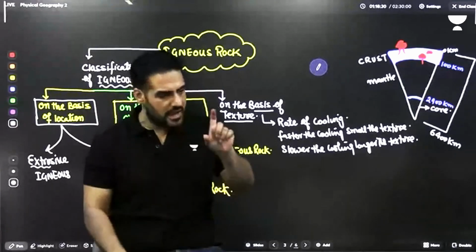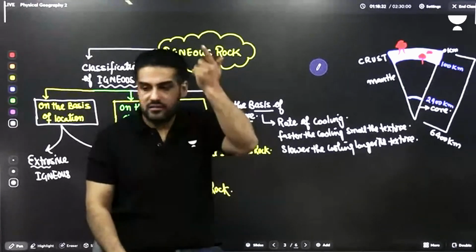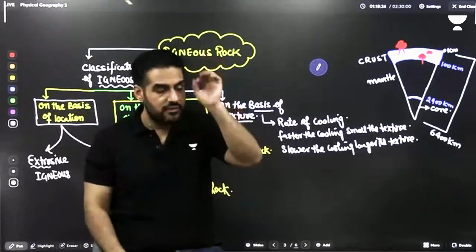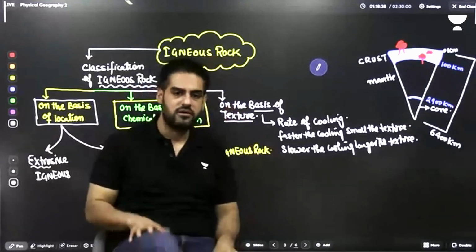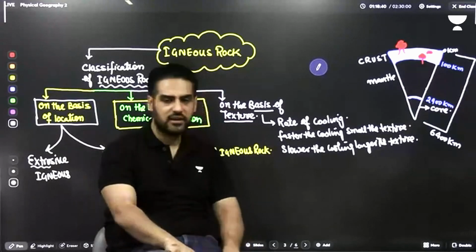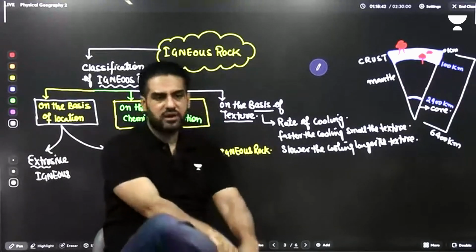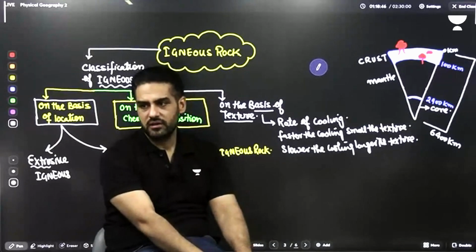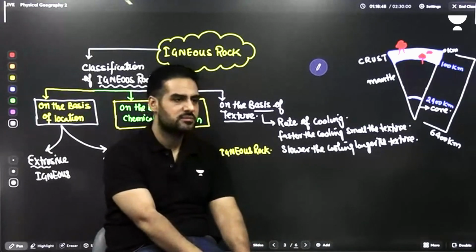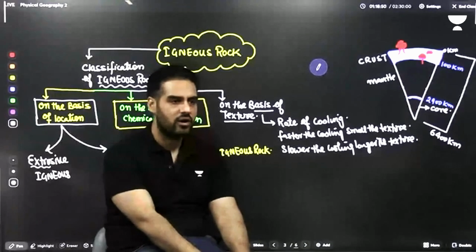Is this clear? As soon as the magma reaches to the surface, the temperature of the freshly ejected lava varies between 500 to 1200 degrees centigrade. The average temperature of the earth is around 14 to 15 degrees centigrade. The rate of cooling will be very fast. Thus the size of the texture crystal will be very small.